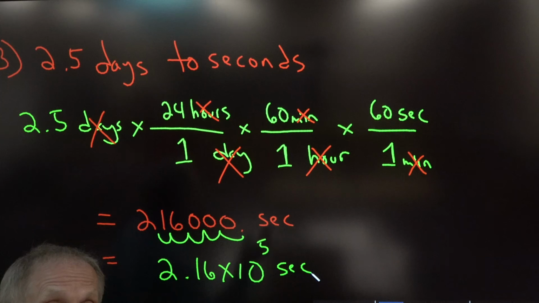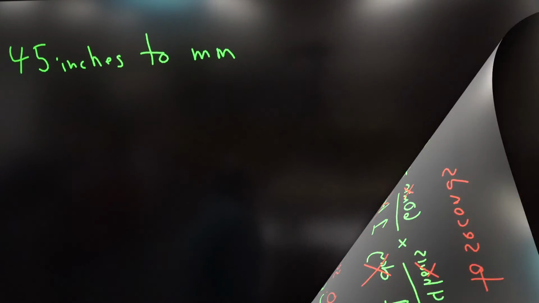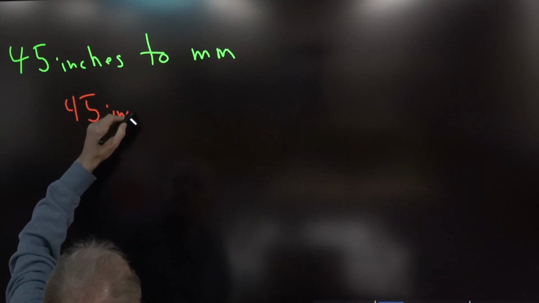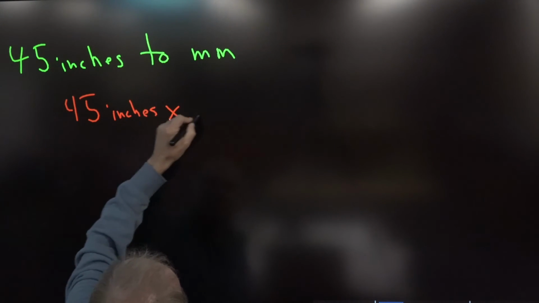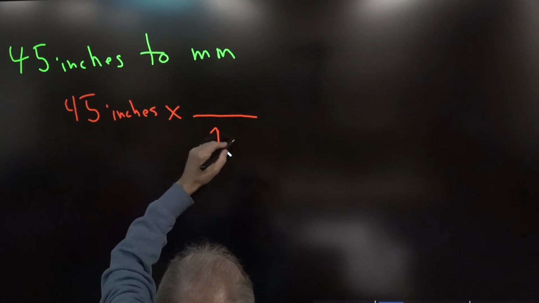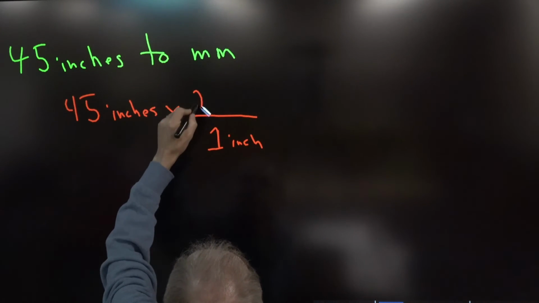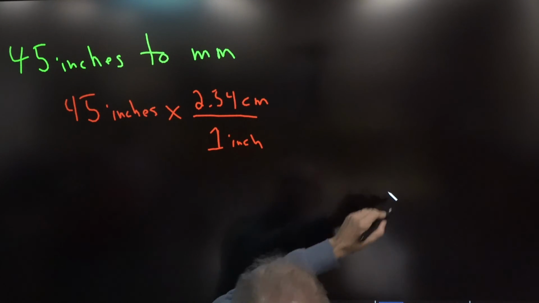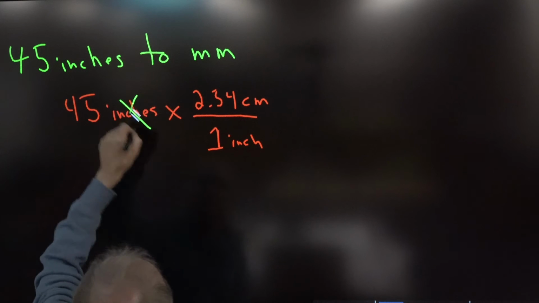Now we're going to go English to metric system. So here's the next question. 45 inches, we got to convert to millimeters. So we have to get out of inches to get into the metric system. 45 inches. We want to get out of inches, so it's got to be on the bottom. So 1 inch is 2.54 centimeters. So we have wiped out inches.